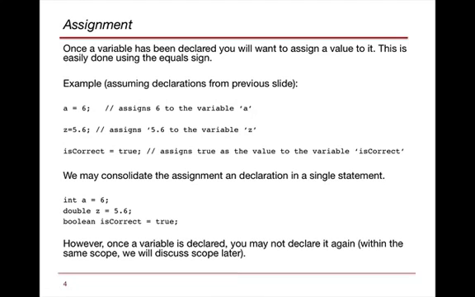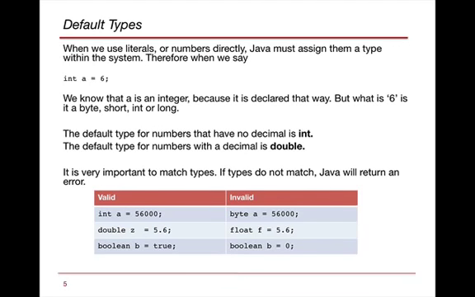Once we declare a variable, we cannot declare it again within the same scope. We'll talk about scope within methods and classes and even within blocks of code. The variable can only be declared once, usually within what we call braces. That will define the scope. As I mentioned before, when we use literals, the actual values such as 6 or 5.6, Java has some default types for that. The default type for numbers that have no decimal point is an int, the 32-bit version, and the default type for numbers with a decimal is a double, not a float.